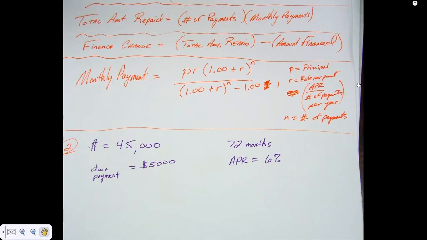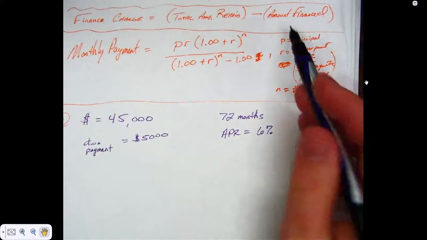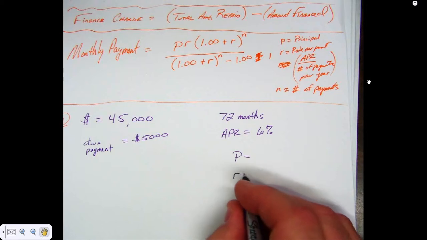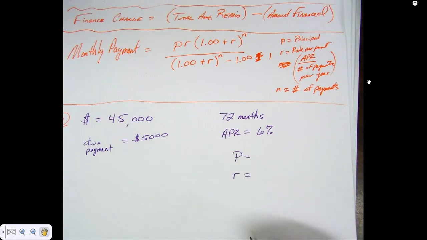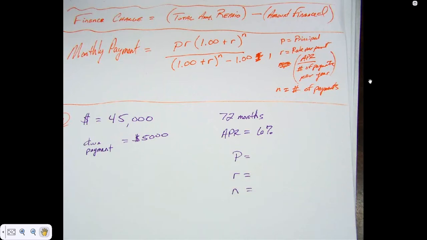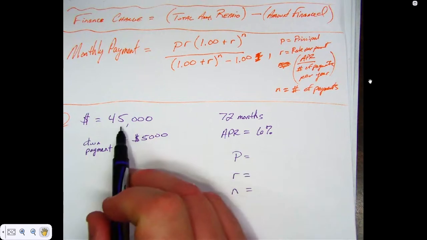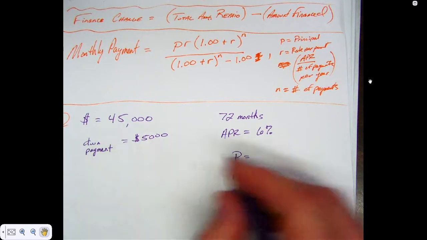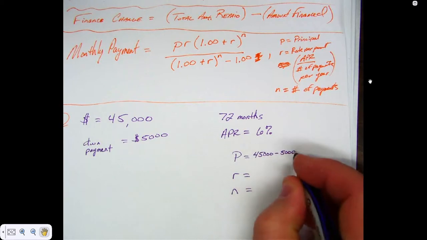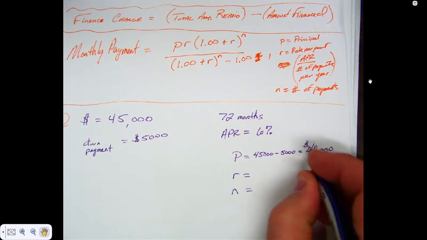Before we start worrying about things, let's find these three variables. Our principal, then our rate per period, and then our N, which is our number of total payments. What is our principal? It costs $45,000, and we put how much down on it? It's 45,000 minus what? Which gives us what? That is your principal.